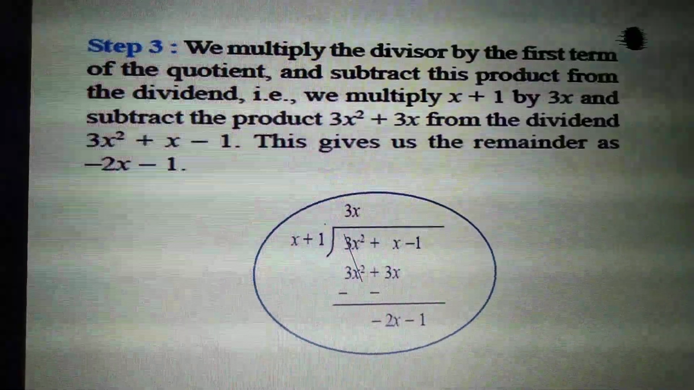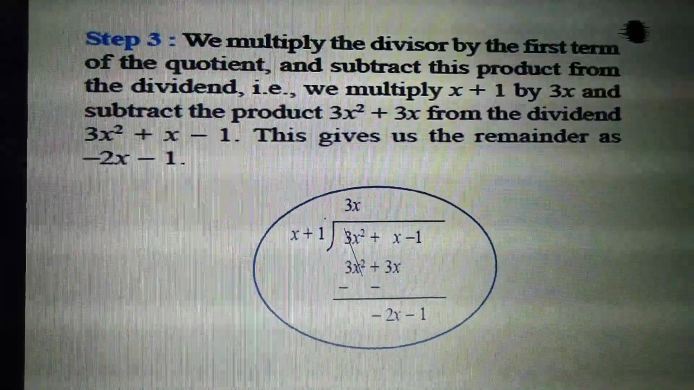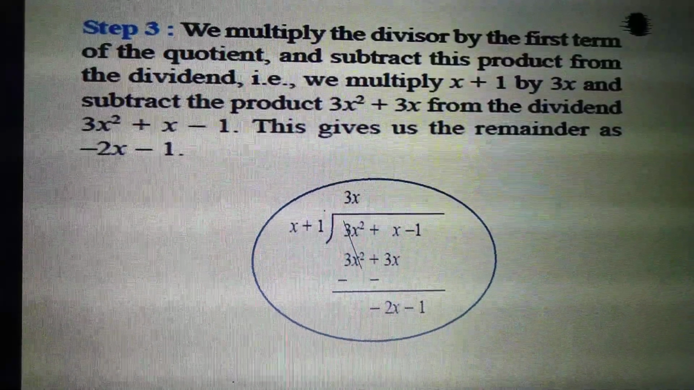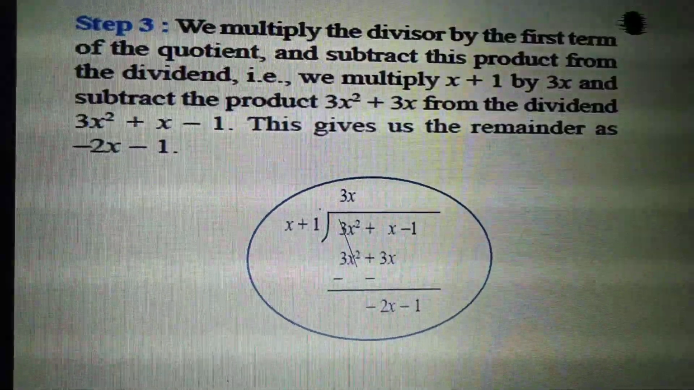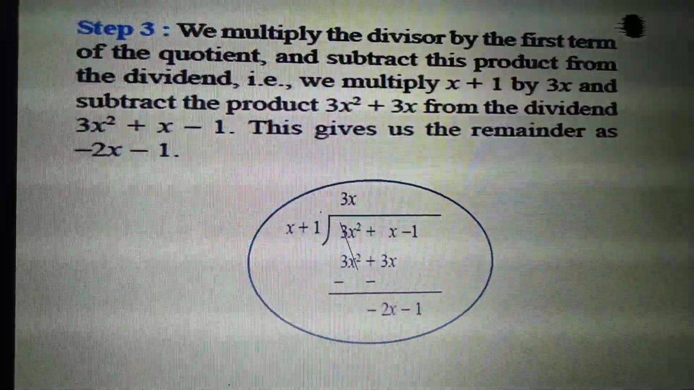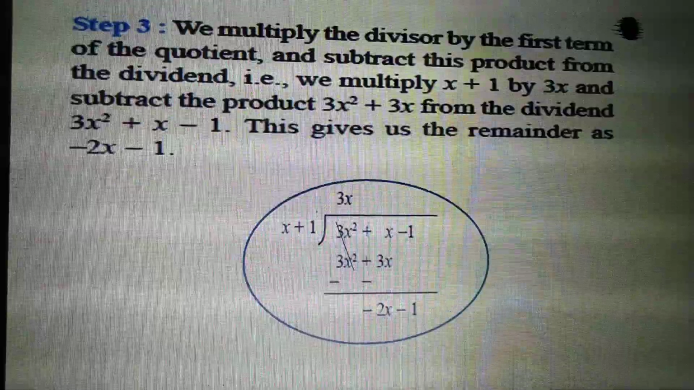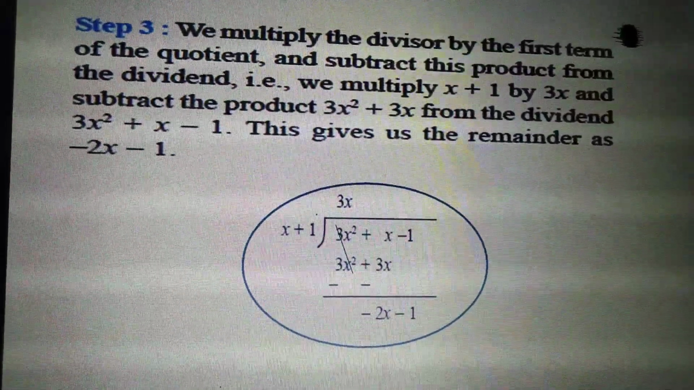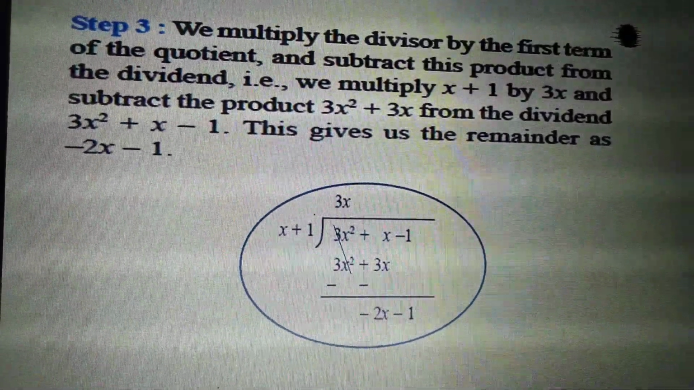Step 3. We multiply the divisor by the first term of the quotient and subtract this product from the dividend. That is, we multiply x plus 1 by 3x and subtract the product 3x squared plus 3x from the dividend 3x squared plus x minus 1. This gives us the remainder as minus 2x minus 1.